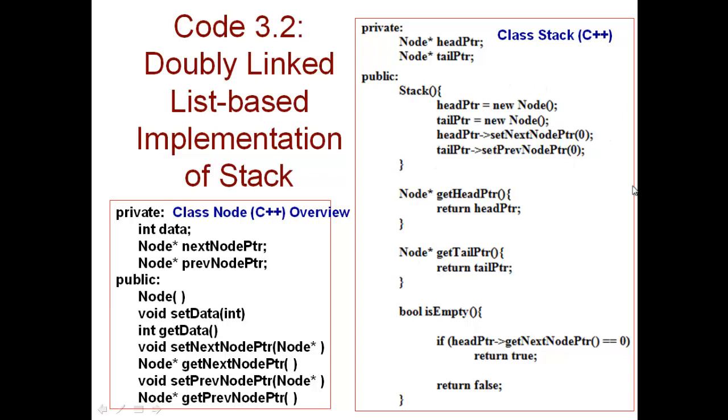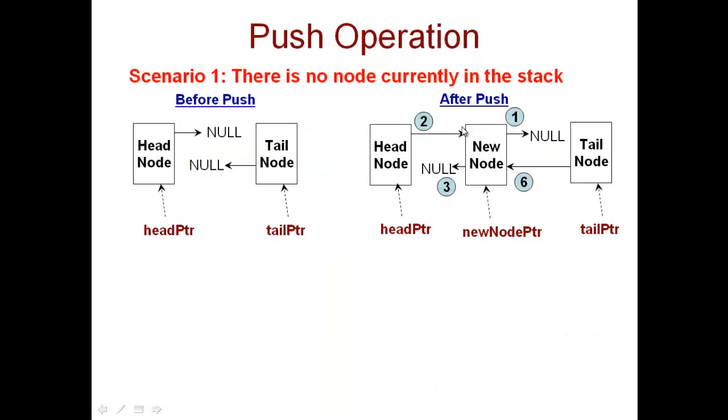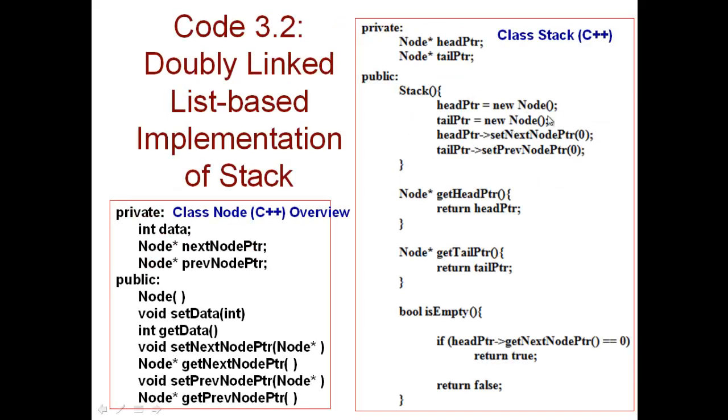The head node is created here. When I say new node, you store the address of that in the head pointer, and then you create the tail node and store the address of that in the tail pointer. So the 2 nodes are just set up. The head pointer stores the address of the head node, and the tail pointer stores the address of the tail node. The stack is initially empty. We are just creating a stack, so we have not yet pushed any data to it.